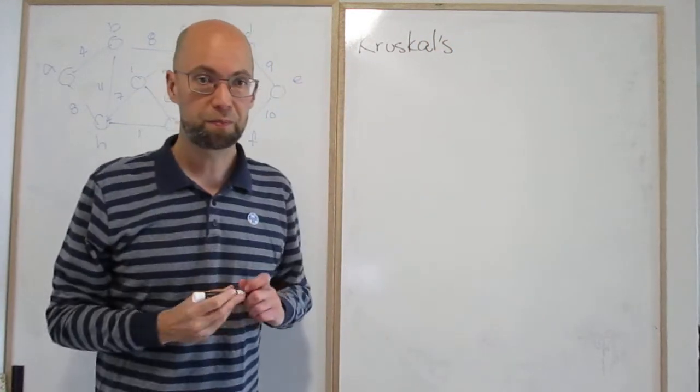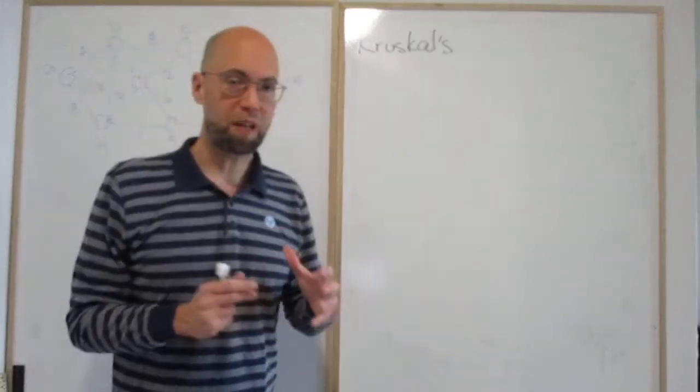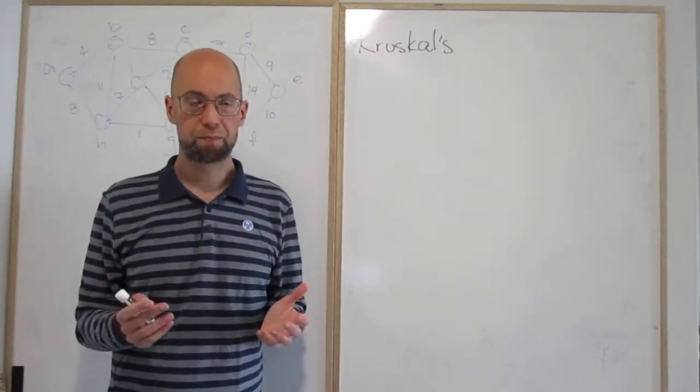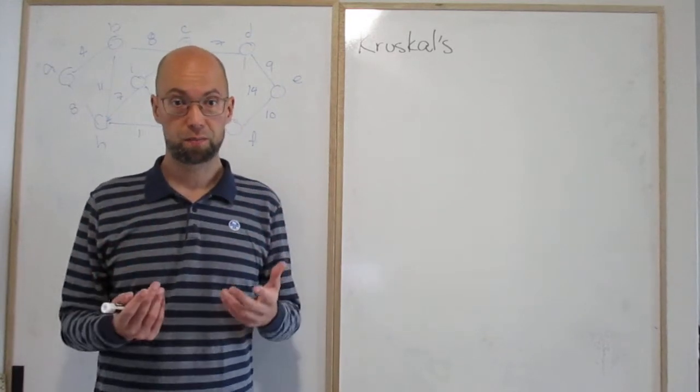Kruskal's algorithm. Okay, so minimum spanning trees: you have a graph, and the edges have weights.